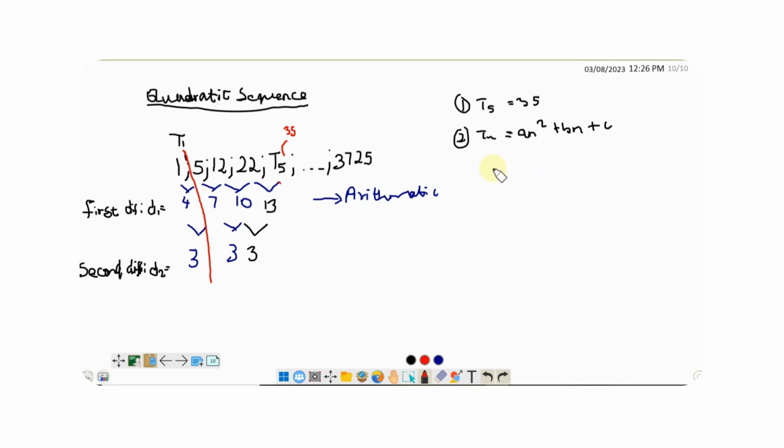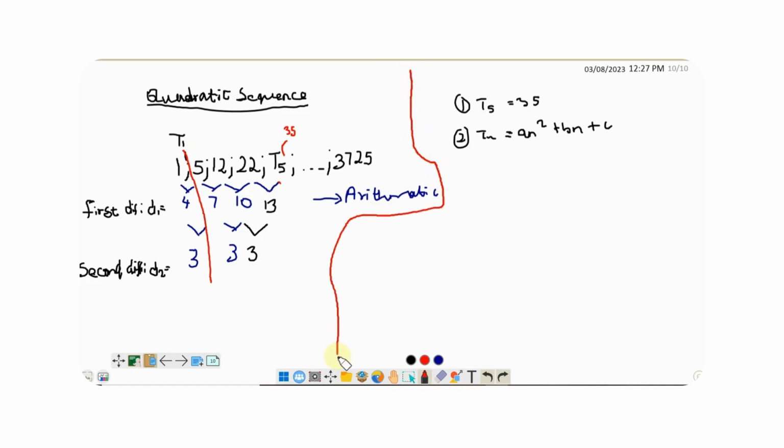So we're gonna start finding a, then finding b, then finding c, like that. To find a, you use the second difference. To find b, you use the first difference. To find c, use term 1. So let us do that.